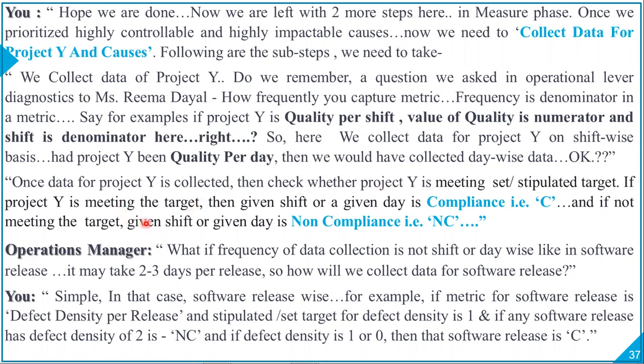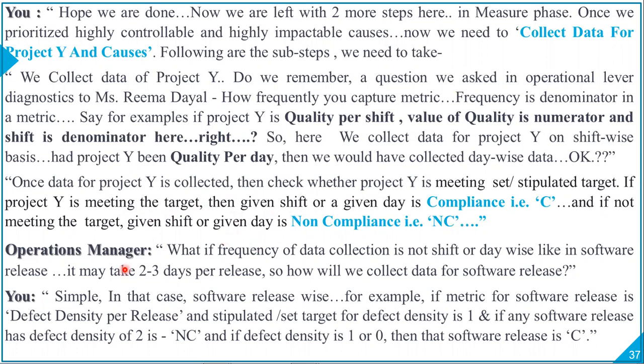If project Y is meeting the target, then the given shift or given day is compliance, which is denoted by C. And if not meeting the target, the given shift or given day is non-compliance, which is further denoted or marked by NC.